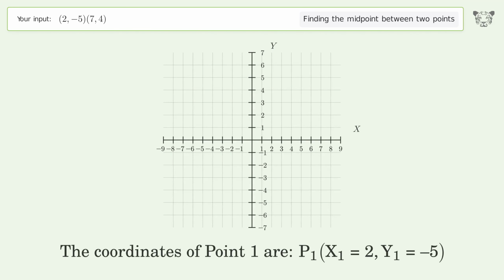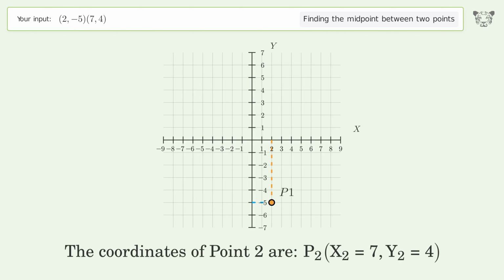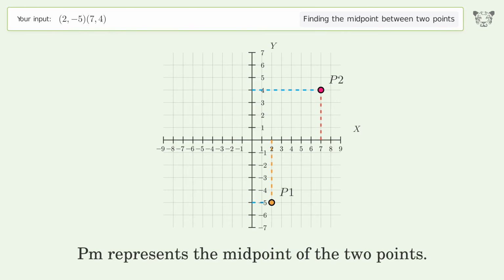The coordinates of point 1 are x1 equals 2, y1 equals negative 5. The coordinates of point 2 are x2 equals 7, y2 equals 4. PM represents the midpoint of the 2 points.